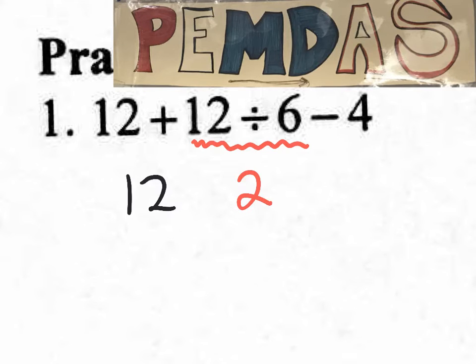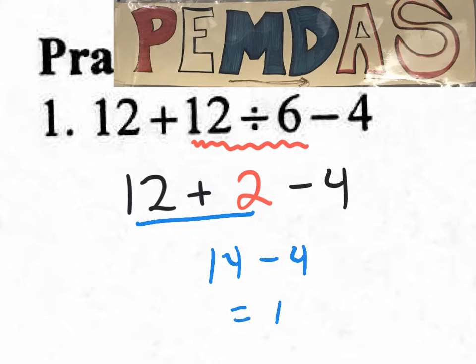The 12 in the front comes down, the plus comes down, the minus and the 4. After that, after multiplication, there's no more multiplication here. We have addition and subtraction. So addition and subtraction just go from left to right. So 12 plus 2, that's 14. 14 minus 4, final answer is 10.